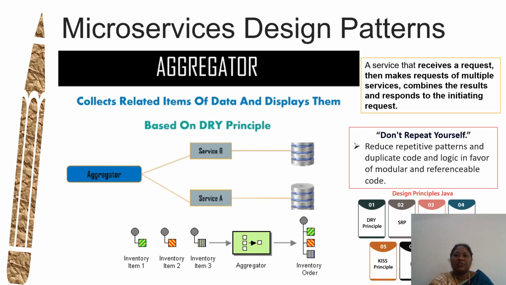microservice based architectural styles. So, what are the design patterns that you can follow in your microservice design? While you design the software from a developer perspective, what are the design patterns that you have to incorporate? There are different design patterns. You can choose based on your requirement. So the first style is called aggregator. So what is meant by aggregator? It collects related items of data and displays them based on the DRY principle.